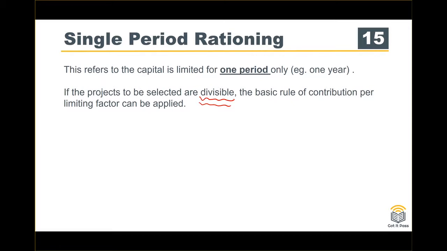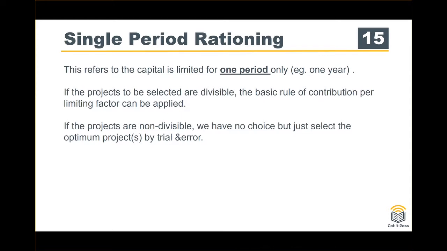We'll explain a little later what rule is to be applied, but the key word to remember is divisible. The projects are assumed to be divisible. If it is not divisible, then the following formula will not be applied. Here we talk about divisible and non-divisible. If it is non-divisible, we have no choice but just select the optimum projects by trial and error.